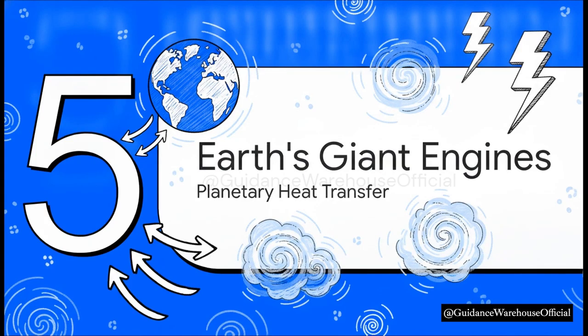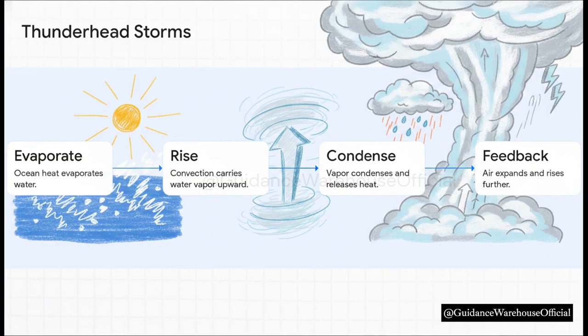Section 5. Earth's Giant Convection Engines. Let's take this exact same principle, convection combined with a phase change, and scale it all the way up to planetary levels. How does nature build a violent thunderhead cloud that reaches 20 kilometers up into the stratosphere? It's a brutal four-step process.